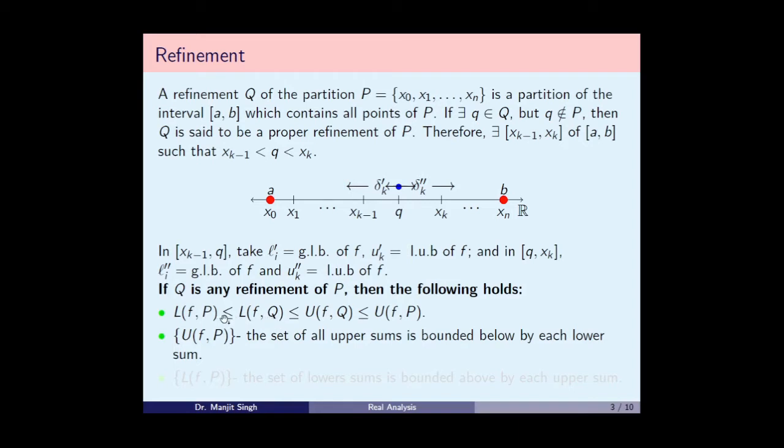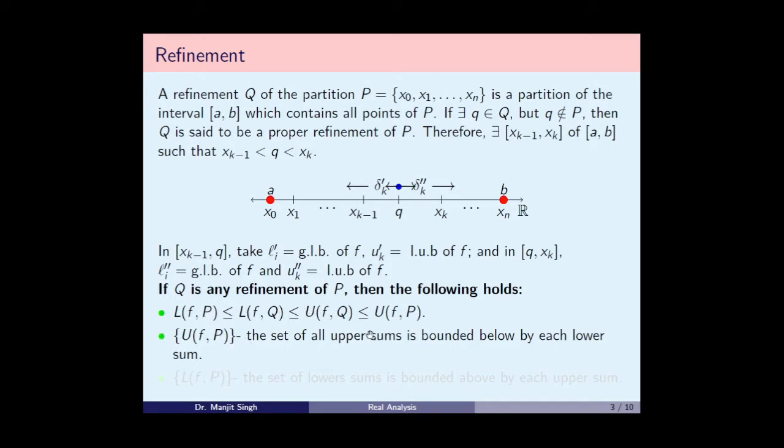So as we take partition refinement, the lower sum increases, however the upper sum decreases. On the basis of this, one can observe that the set of all upper sums is bounded below by each lower sum.